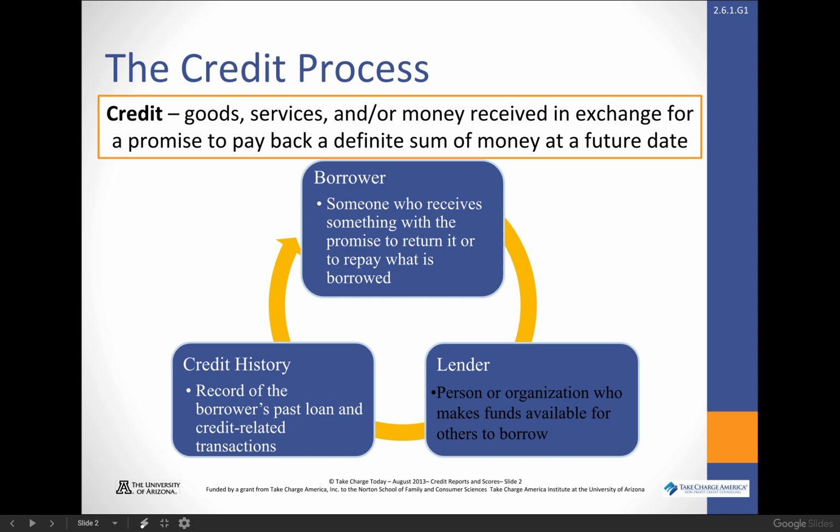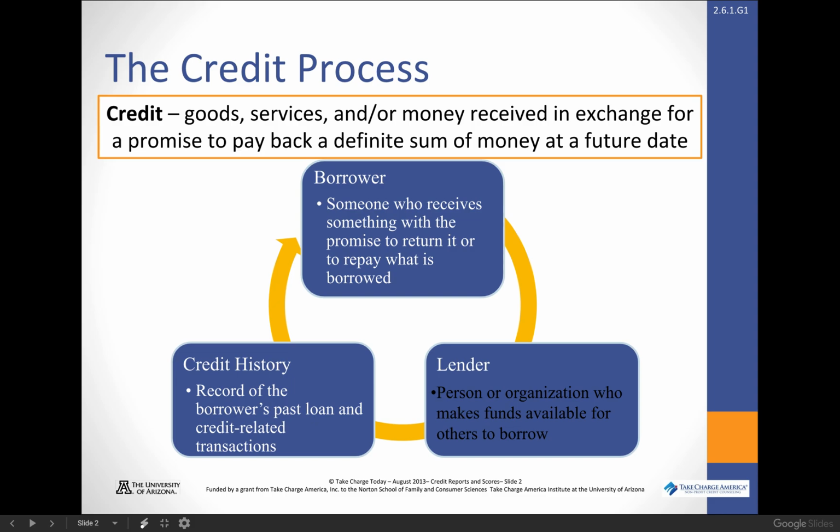So we have the borrower. This is going to be the person who receives that money or that loan. That would be us. If I have a credit card or I have a loan, I am the borrower. We have a lender, and that's usually the organization who is going to lend you that money or let you borrow that amount of money. So this could be the credit card company, like Discover or MasterCard. It could be a loan company, so financial institutions where you may be borrowing money for student loans or something. So they are the lender.